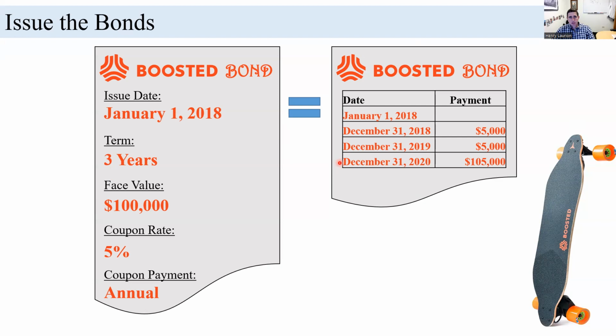So the first thing investors did is convert the terms of the bond into a schedule of future cash flows. Now the question is, what are these future cash flows worth to me today, today being January 1st, 2018? Now I'll go to a spreadsheet and show you how I might compute what I think it's worth to receive those future cash flows from Boosted Board.